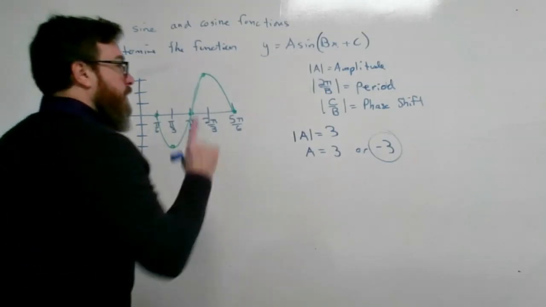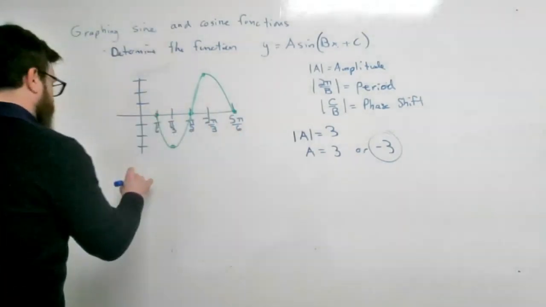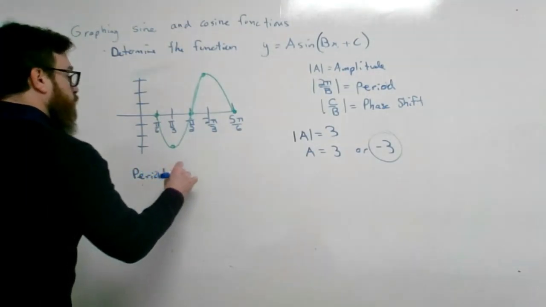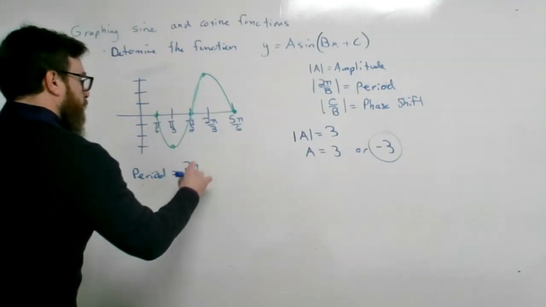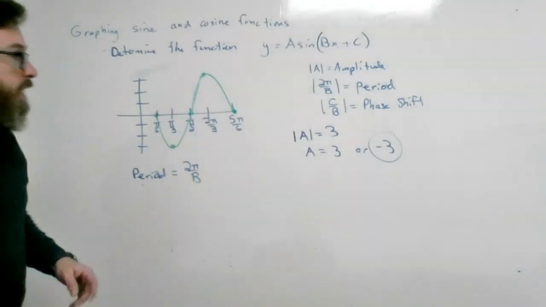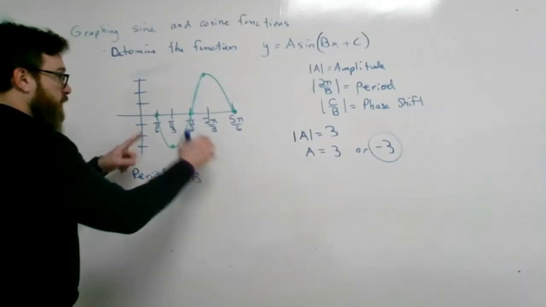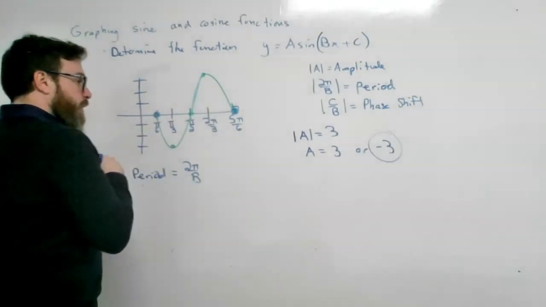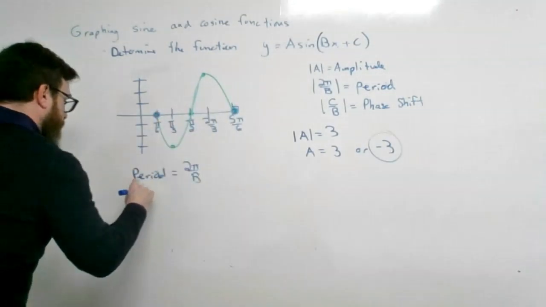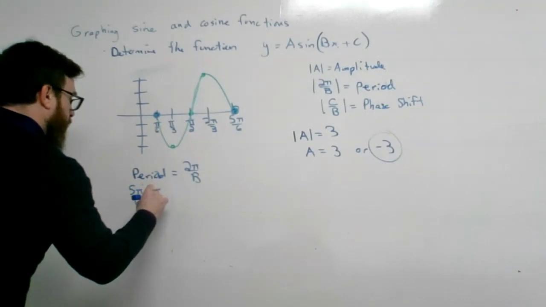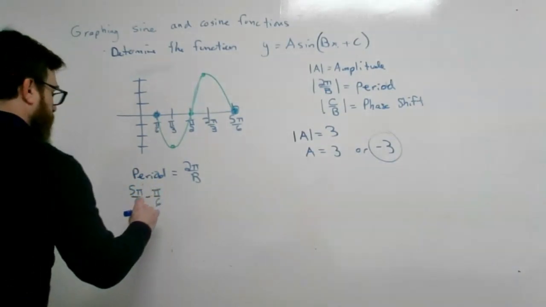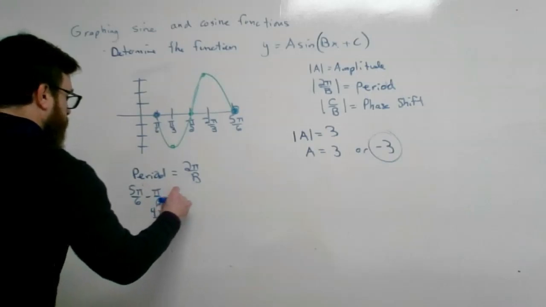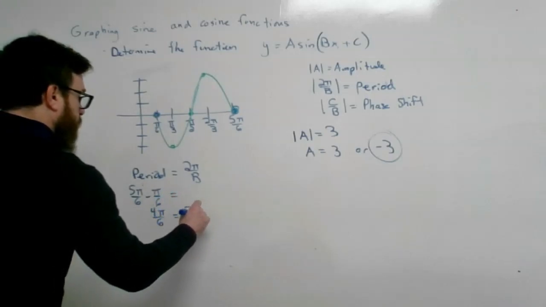We know that the period is going to be equal to 2 pi over b. Now the period being the length of one cycle. So the length of one cycle is going to be your end point here minus your beginning point here. So your period is going to be 5 pi over 6 minus pi over 6. So this is going to be equal to 4 pi over 6, which is going to equal that 2 pi over b.